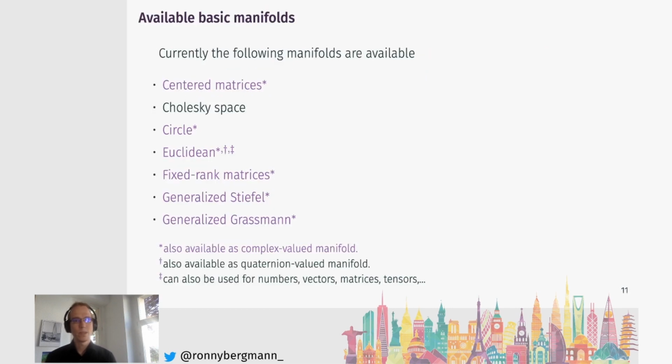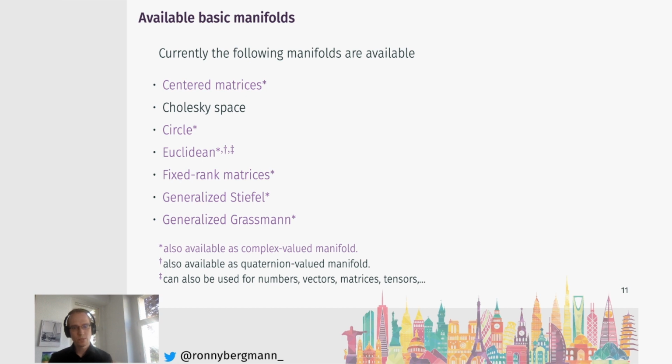Okay. The manifolds available are here marked in color for the complex valued ones. For example, the circle can be represented as angles, minus pi to pi. We saw that on the first slide, but also as complex numbers of norm 1. That's the circle in the complex plane.